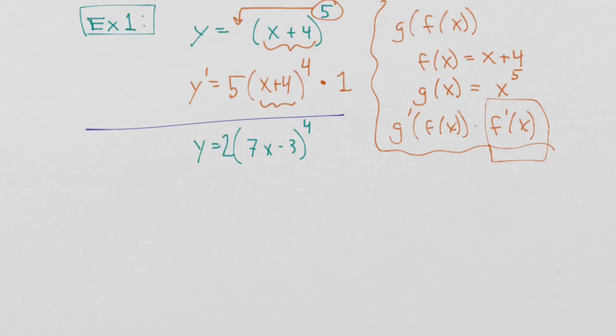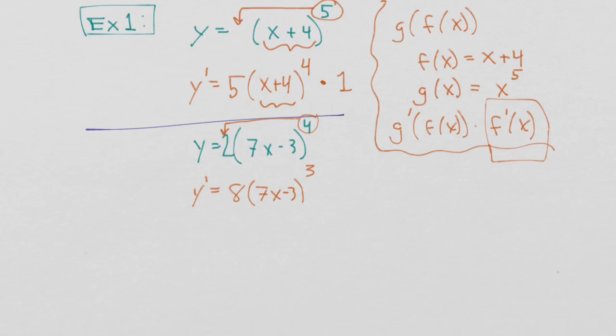Let's take a look at another one here. y is going to equal 2 times (7x minus 3) to the power of 4. Again, the chain rule applies because I have an inside function and an outside function. I'm just going to go ahead and talk you through this one and see if you can make sense of this. The derivative of the outside, I'm going to use my power rule. 4 times 2 is going to be 8, and I'll lower my exponent by 1 to get a new power of 3. This is evaluated at the inside.